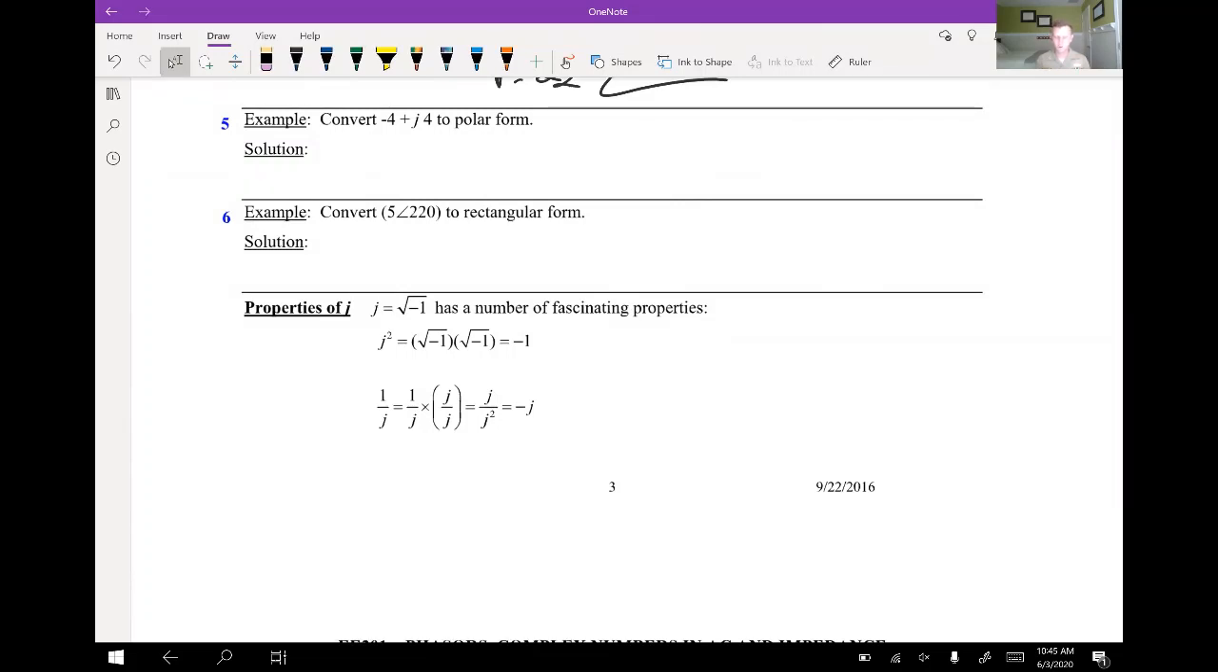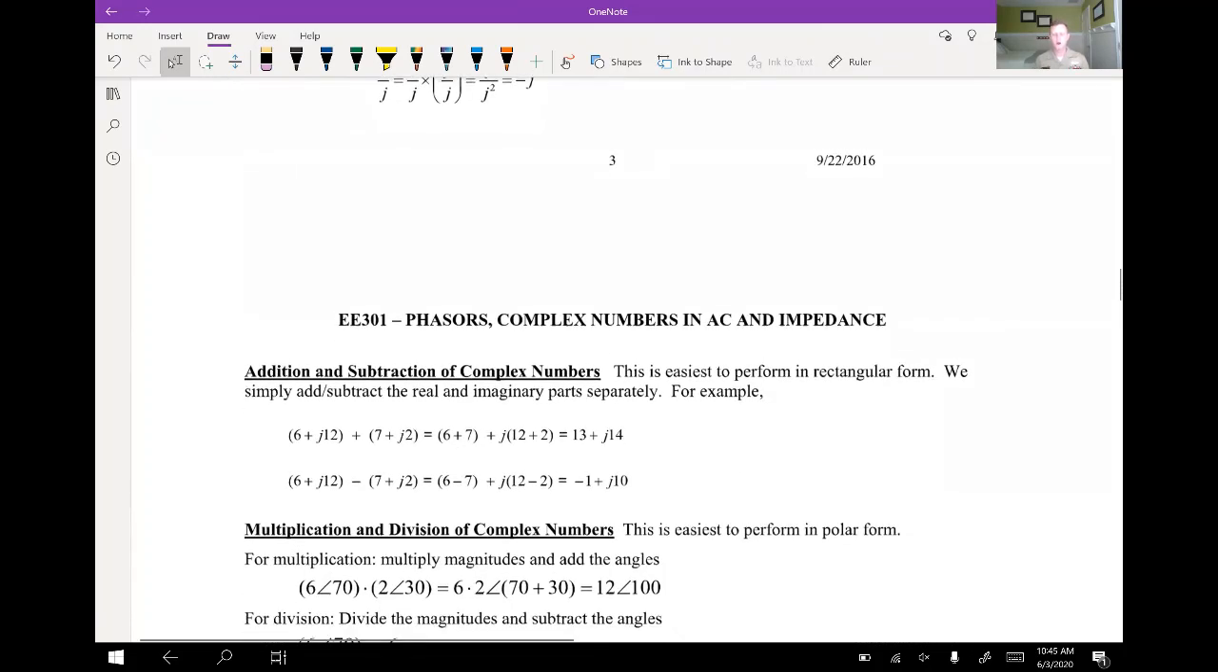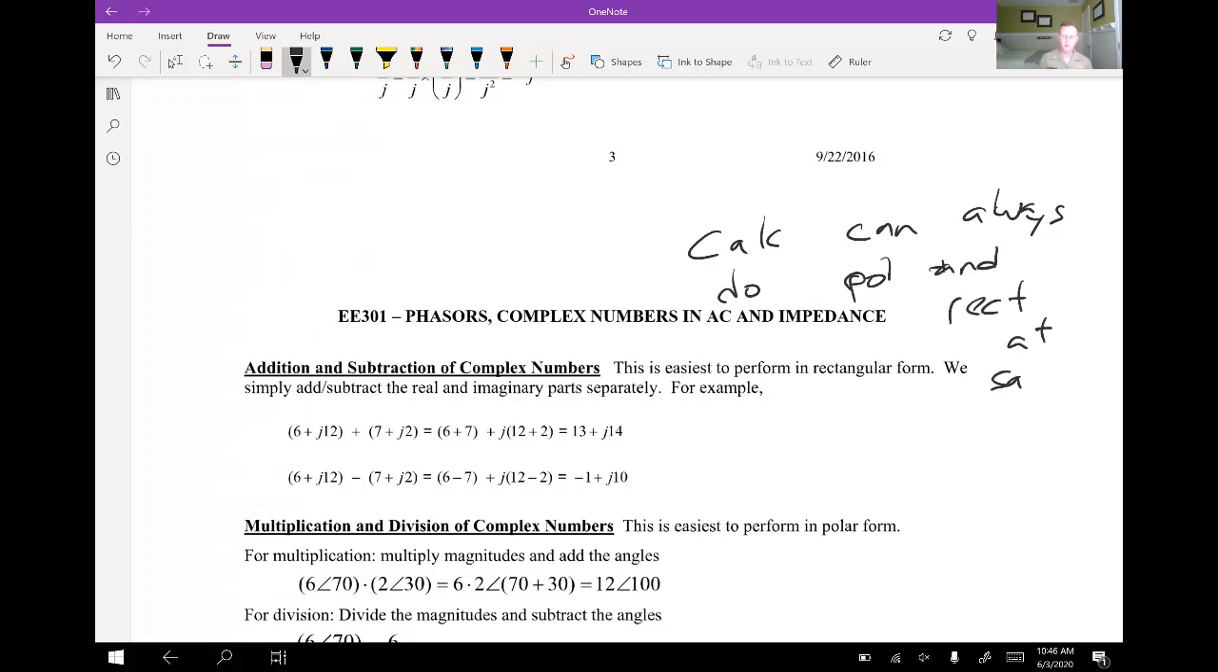But if you were an electrical engineer, then the complex numbers get even more complex. All right, shortcuts for adding and subtracting. The calculator can always do polar and rectangular at the same time. You do not need to convert from polar into rectangular in order to add two rectangular numbers. This is more just how vector math works.